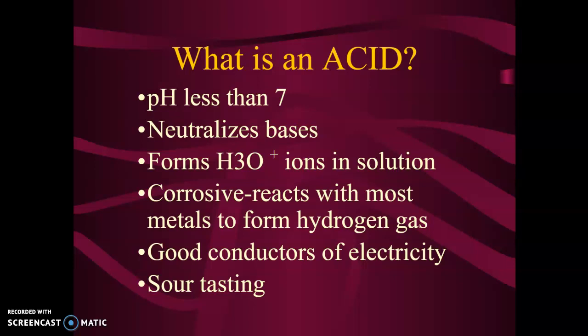That hydrogen gas is what can cause some issues. In Chem 1, we actually do this lab where we make hydrogen gas for our gas laws, and we get to play with that a little bit. But that's a good way of finding an acid. Acids are very good conductors of electricity, and they taste sour.